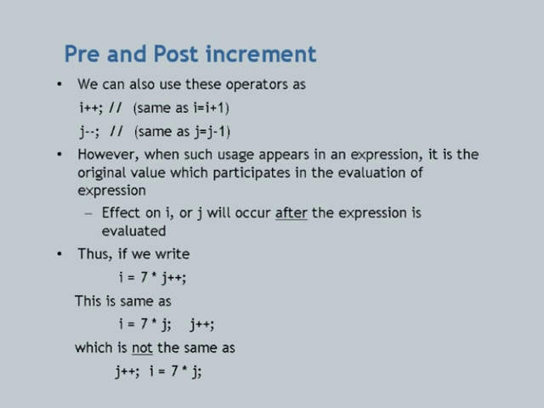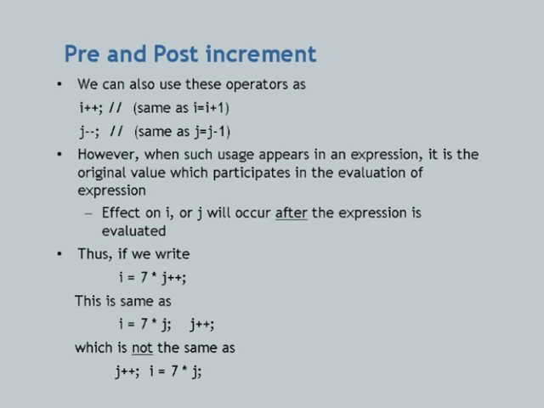Can you see the difference? So suppose the value of J was say 5. Then I is equal to 7 star J plus plus will mean 5 will be multiplied by 7, the value of I will be 35. After completing evaluation of this expression, the effect of increment of J will take place. So this is called post-increment. The earlier one is called pre-increment.